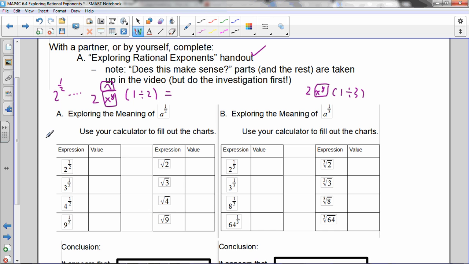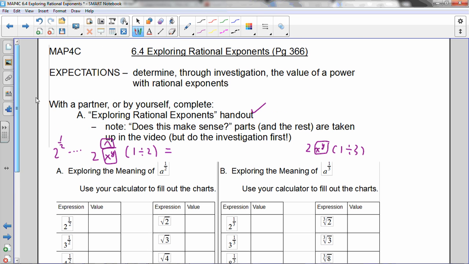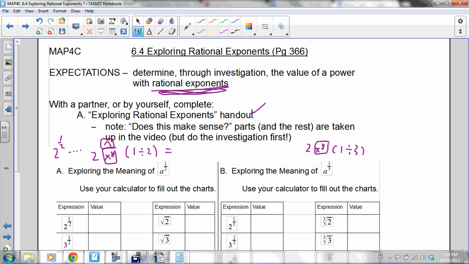The whole idea here, the whole goal, is to figure out what rational exponents, fractional exponents are about. That's the whole investigation. So you should pause the video. I'm going to do the same. So you can mess around with your calculator, see if you can see some patterns, and then come back again to take it up. Okay? Pause the video. No, I mean right now, pause the video and do this. Do it.